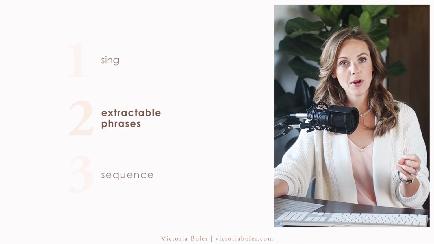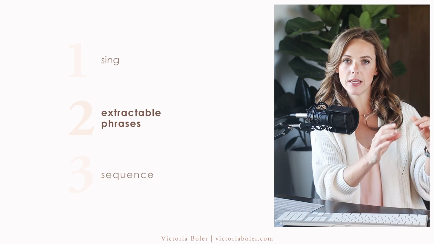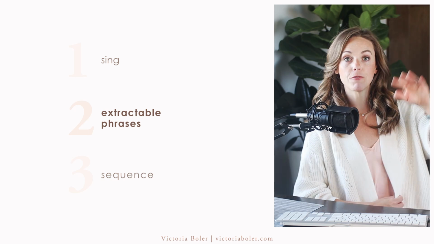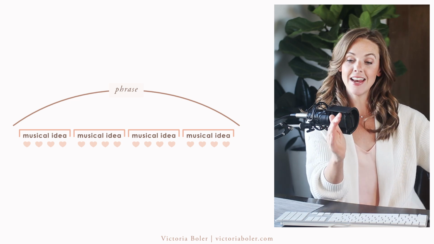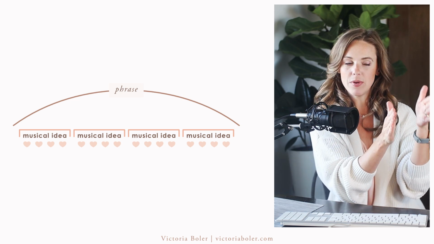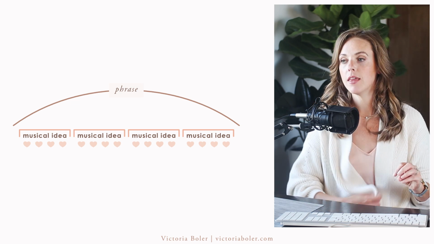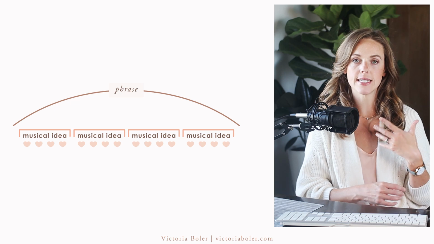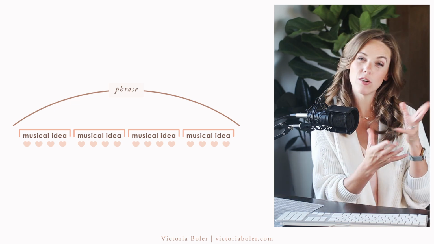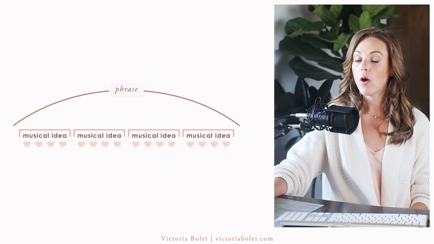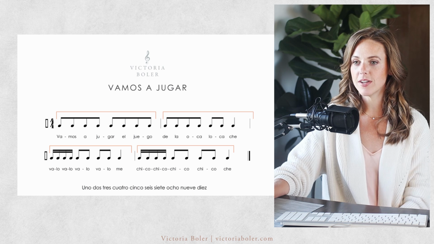Now that we're on step 2, our extractable phrases, these are the musical subunits of the piece. So if we think about an actual phrase as a musical idea marked by a cadence, the sub-phrases, those subunits, are the little smaller ideas. Oftentimes in the folk material that we use in our classes, these subunits are going to be 4-ish beats. They don't always have to be, but that's a good rule of thumb just to start out with. Okay, so now let's go through and mark our little phrases, our subunits for our extractable phrases.